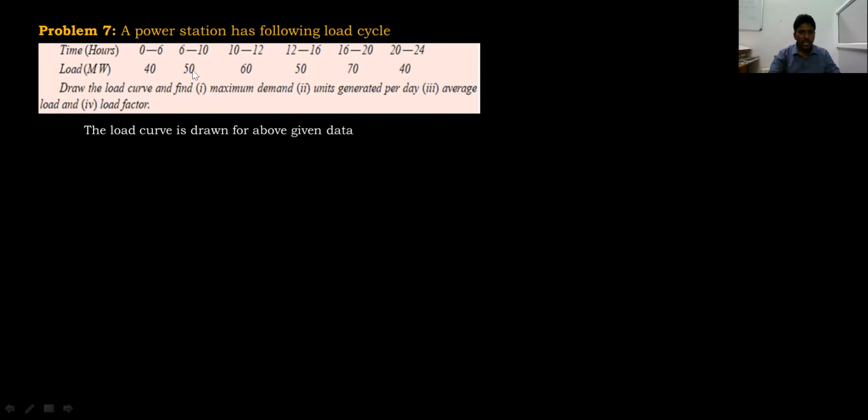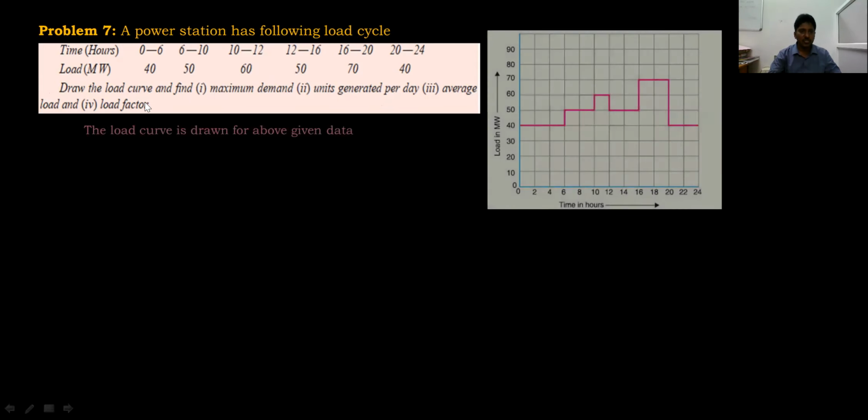And maximum demand is, we already got the peak value of the load curve. Peak value itself gives the maximum demand. So in this problem, we first need to draw the load curve for the given data: 0 to 6 hours, given 40 megawatts. So 40 megawatts we have drawn here, and 6 to 10.